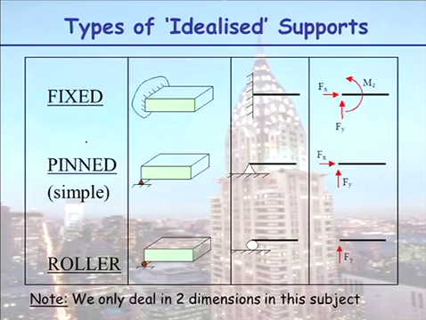So here are now our three idealised support types. Fixed, pin, roller, line with dashes, triangle, circle. Three possible unknown forces. One of them may be zero, two of them may be zero, but three unknowns. At a pin support, two unknowns, and at a roller, one unknown.